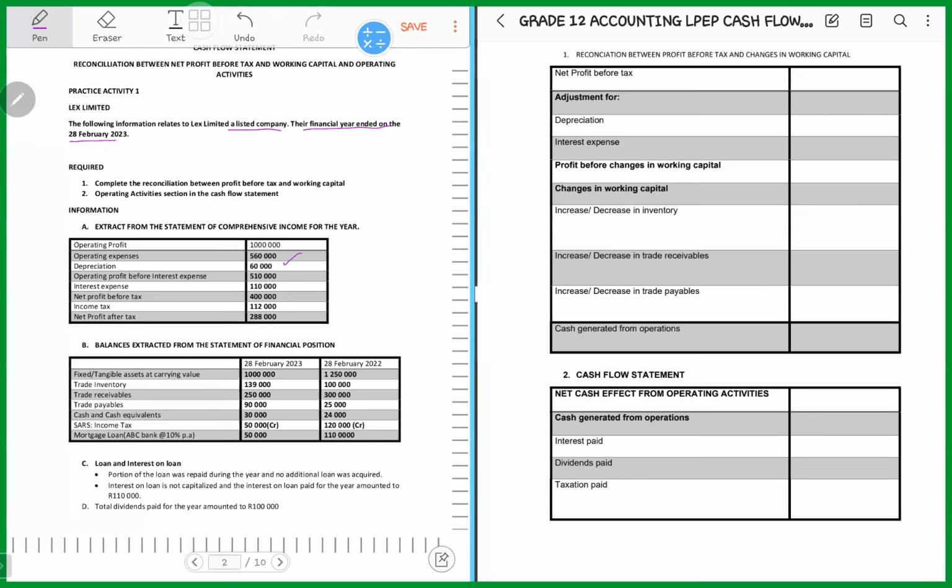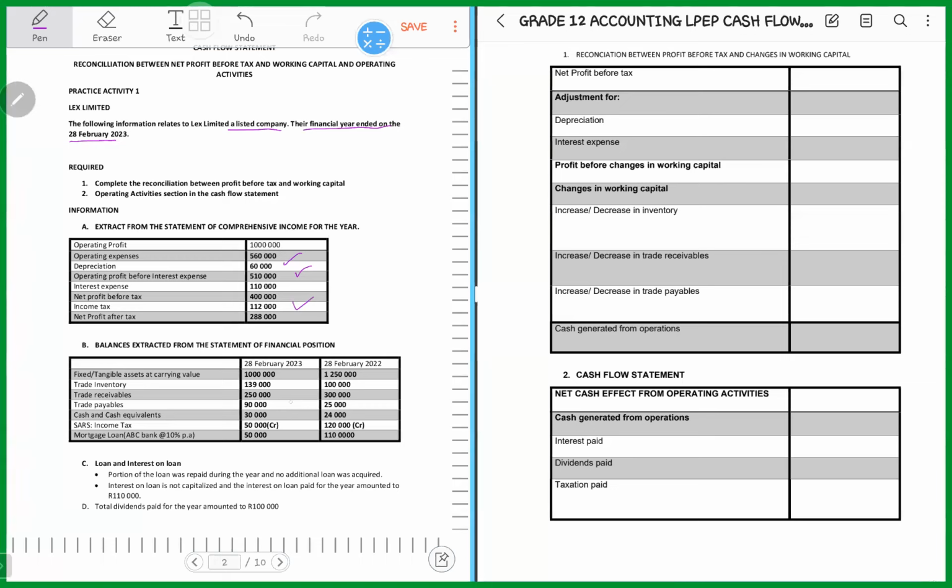We are also given the operating profit before interest expense, which is 510. We are also having the interest expense, which is 110,000. This one, we are going to need it. We are given the net profit before tax, which is 400,000. This one, we are also going to need it as well. Then we are given the income tax, which is 112,000. We are also going to need this one as well. Then we have the net profit after tax.